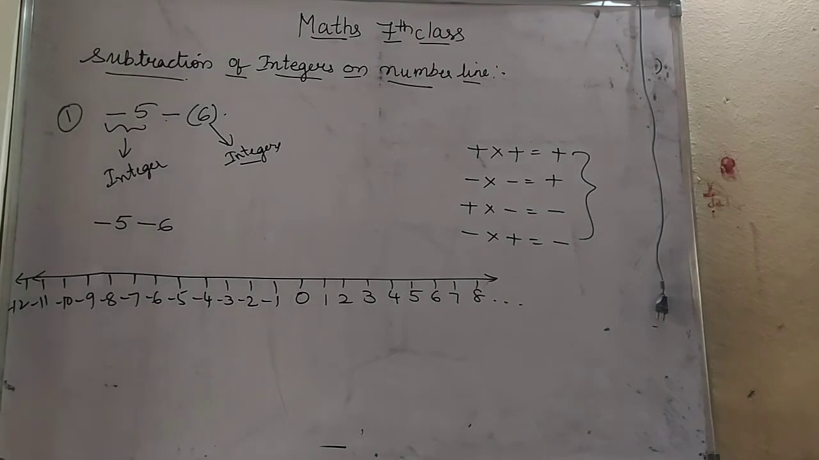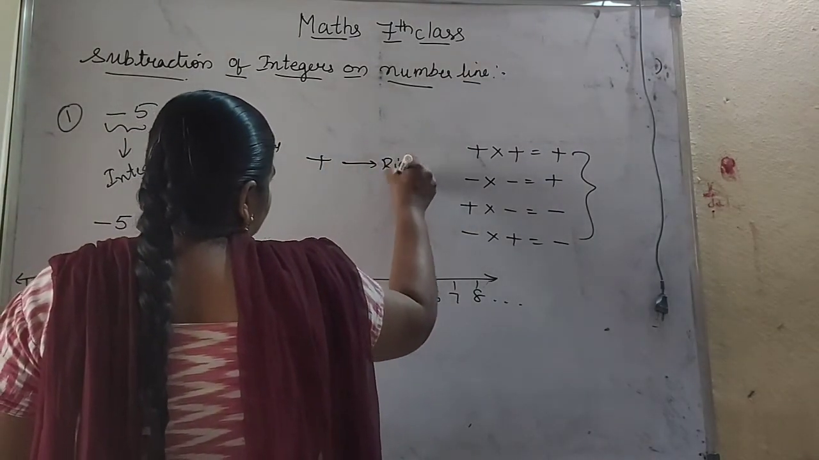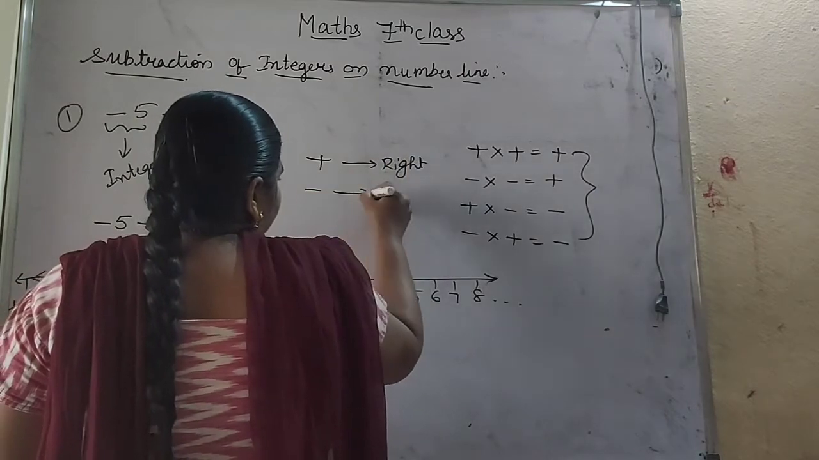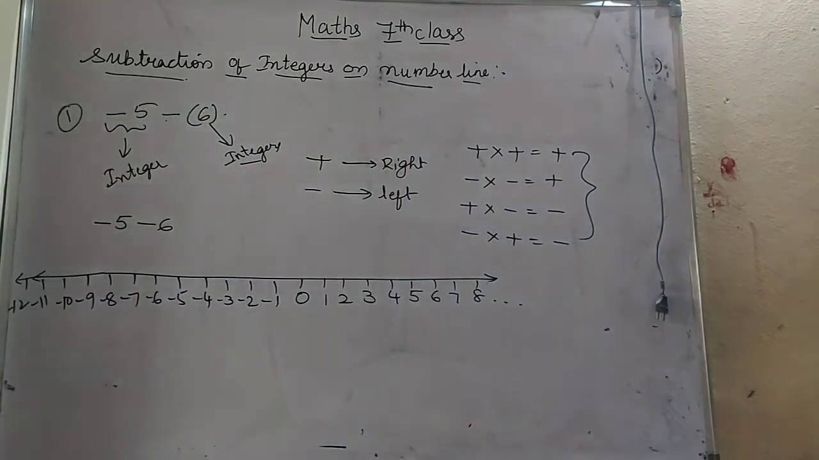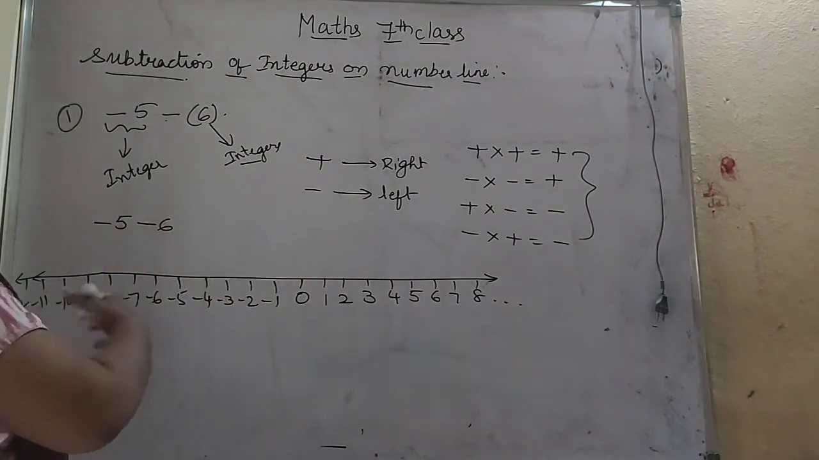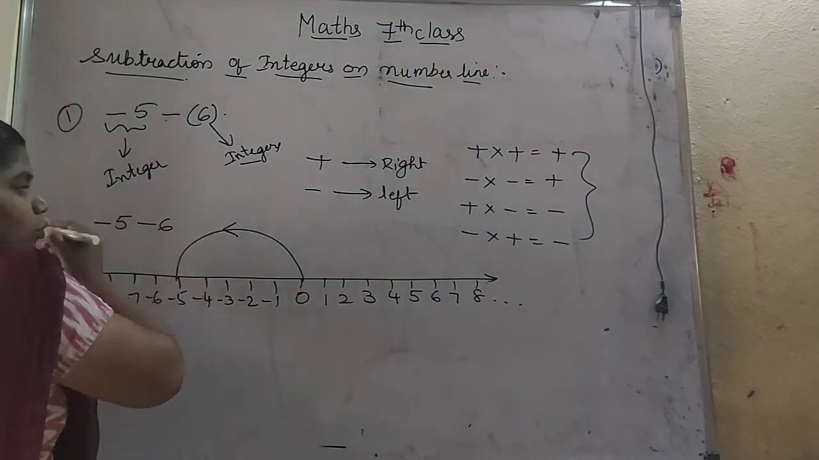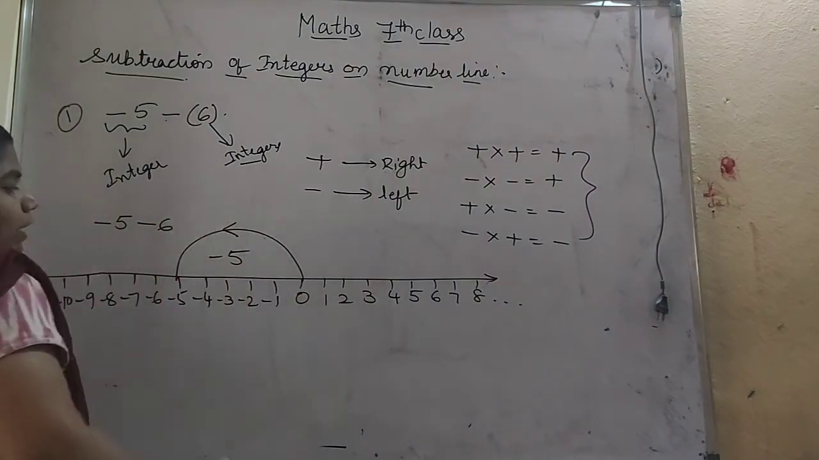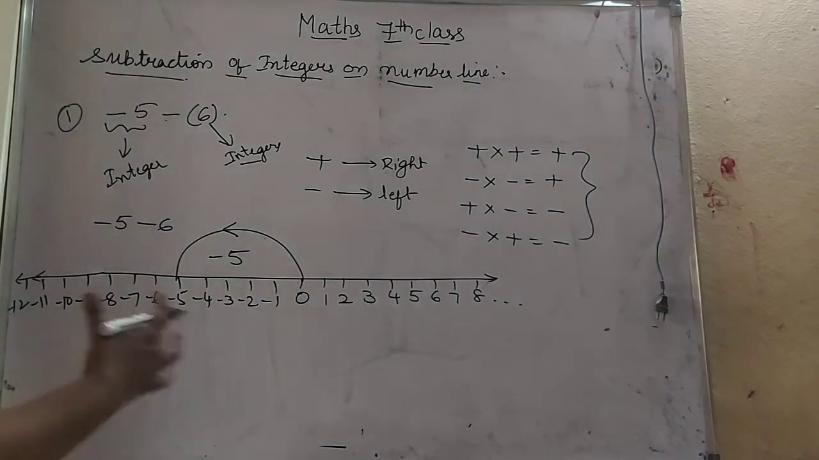So already we know that if it is a positive value we have to move to the right side. If it is a negative value we will move to the left side. So here the first number is minus 5. Minus is a negative value, so we have to move to the left side, that is from 0 to minus 5. This side I am moving, because it is a negative value, we are moving to the left side.